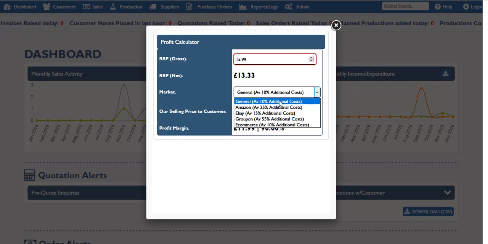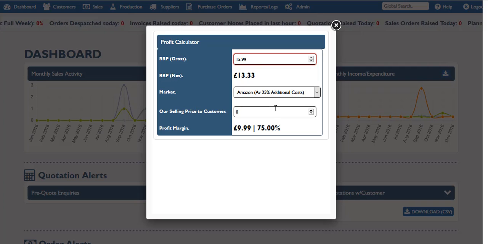For general sales, we've estimated that 10% of additional costs would have to be factored in, which could be in credit card fees, staff costs, etc. Amazon is 25% based upon Amazon fees and the percentages that they take, eBay, Groupon, so on and so on. In this case, we'll say the customer is selling on Amazon.